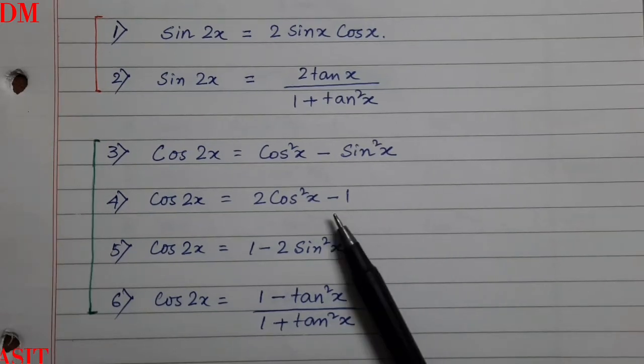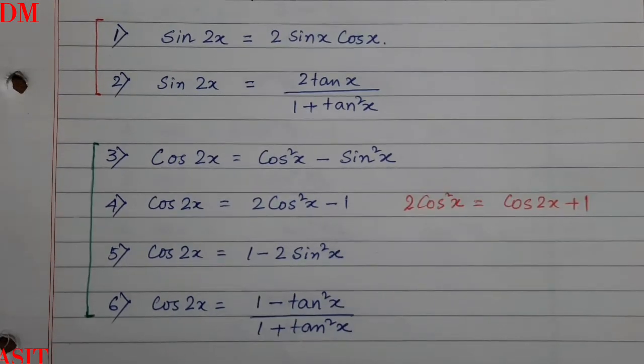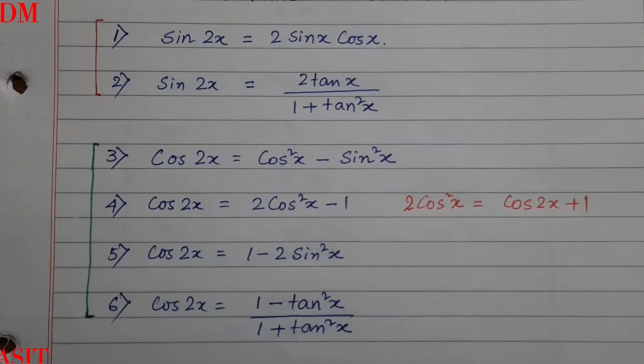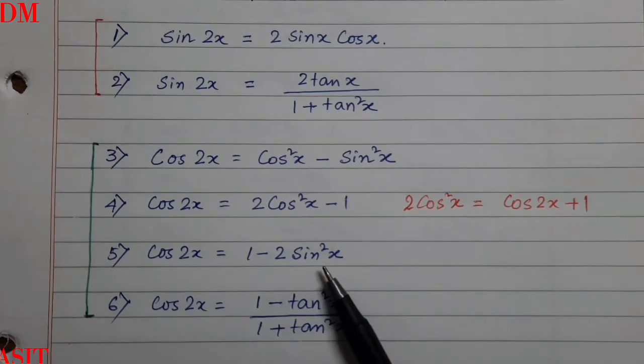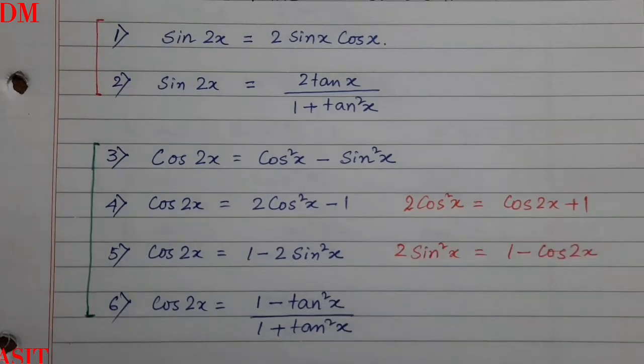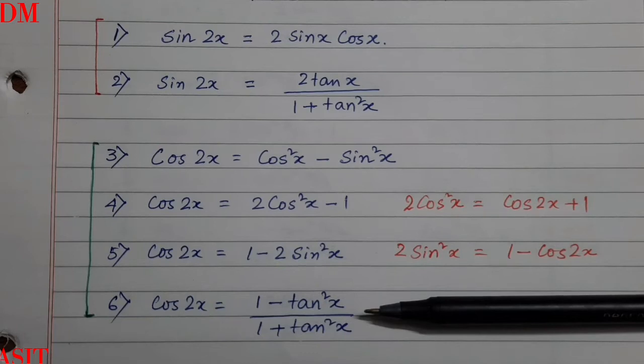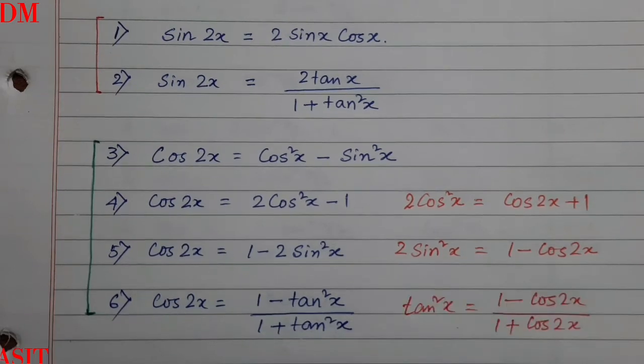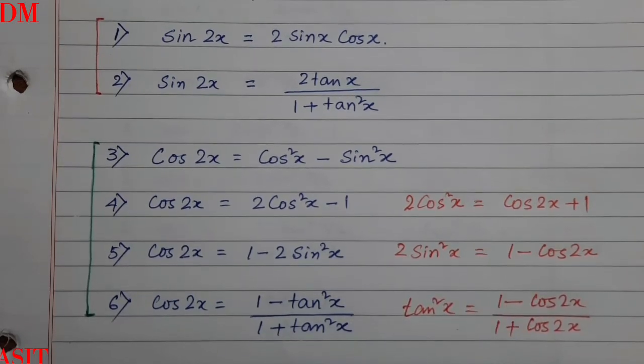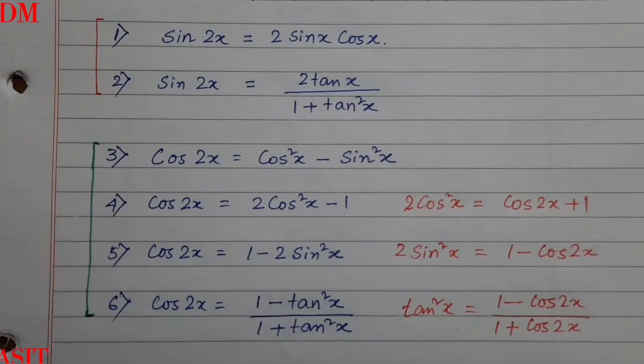Now from this form we can also write 2 cos square x equals cos 2x plus 1, or cos square x equals cos 2x plus 1 whole divided by 2, and from these we can write 2 sin square x equals 1 minus cos 2x, and from these we can write tan square x equals 1 minus cos 2x by 1 plus cos 2x.